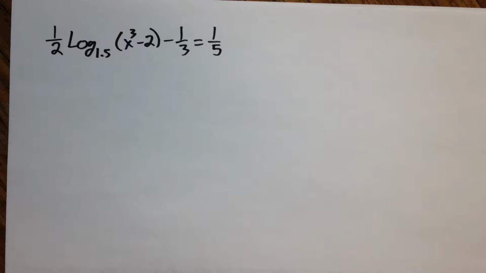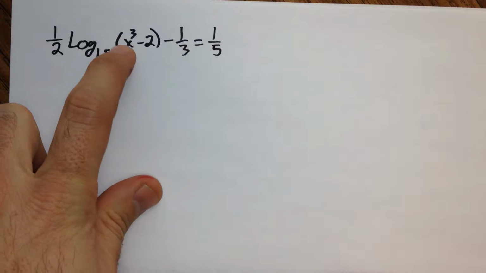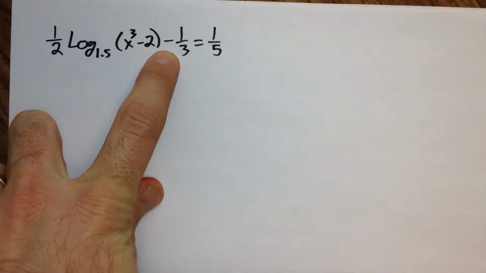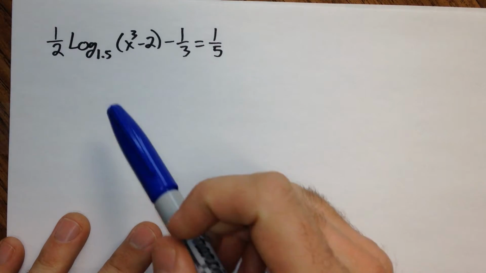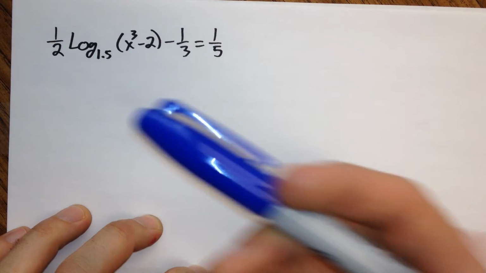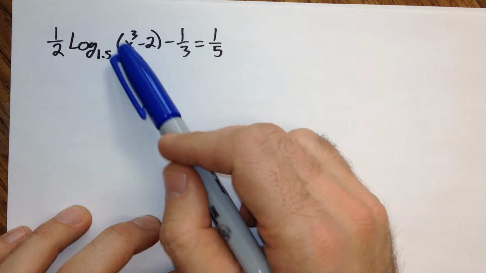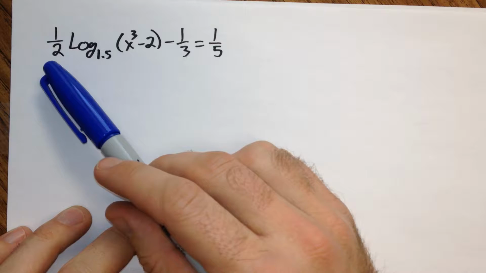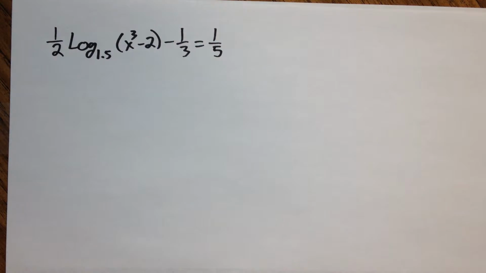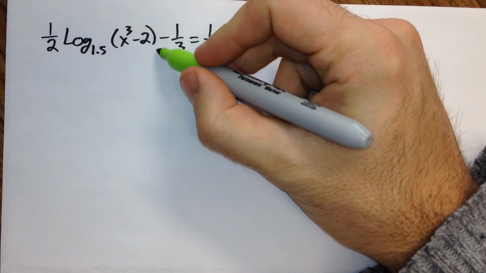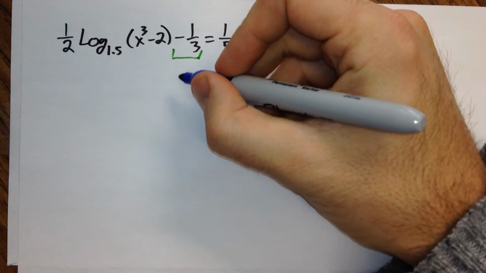Welcome. We're now here to talk about the problem 1/2 log base 1.5 of (x squared minus 2), minus 1/3, equals 1/5. As always, I have to analyze this problem and find out what interacted last with the x so I can take that part off first. So I see we have the x all inside of this logarithm, then that log was multiplied by 1/2 and finally subtracted by 1/3. So the last thing that I have and the first thing I'm going to undo is this 1/3. So I'm going to add 1/3 to both sides.